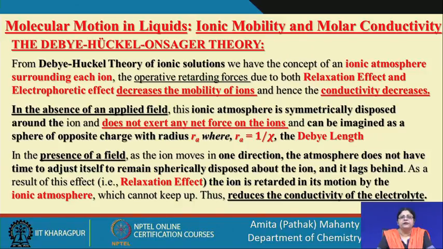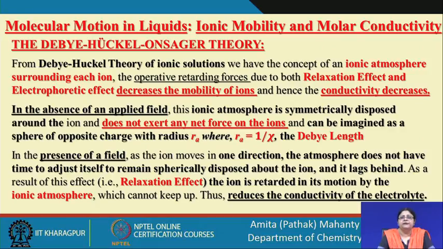So, we can imagine a sphere. Suppose we imagine a sphere which is the ionic atmosphere for any particular ion, and suppose the radius, if it is not under any applied electric field, we have a symmetric disposition of the ionic atmosphere.